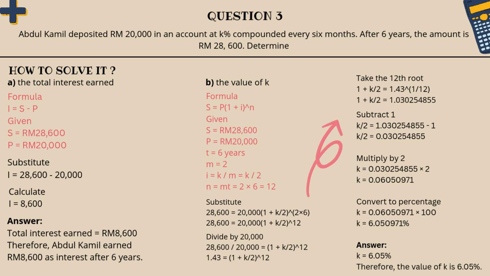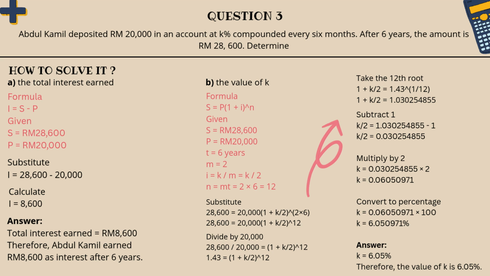For part A, we need to find the total interest earned. The accumulated amount S is 28,600 ringgit and the principal P is 20,000 ringgit. So, we subtract the principal from the accumulated amount. 28,600 minus 20,000 equals 8,600. Therefore, the total interest earned is 8,600 ringgit. Moving on to part B, we need to find the value of K.